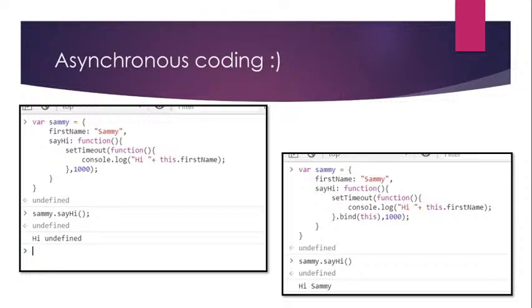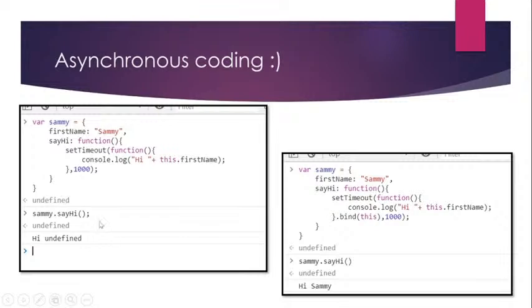So that means by that time we'll be out of the scope of Sammy, and now that we are out of the scope, JavaScript won't know which is the firstName property in this, because this will then refer to the window object in which setTimeout was defined. So window.firstName isn't a property already defined, and that's why it said hi undefined.